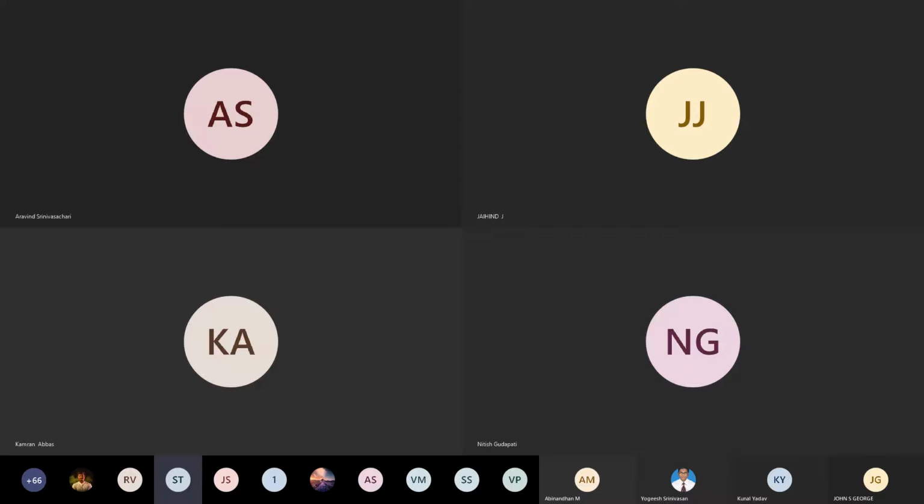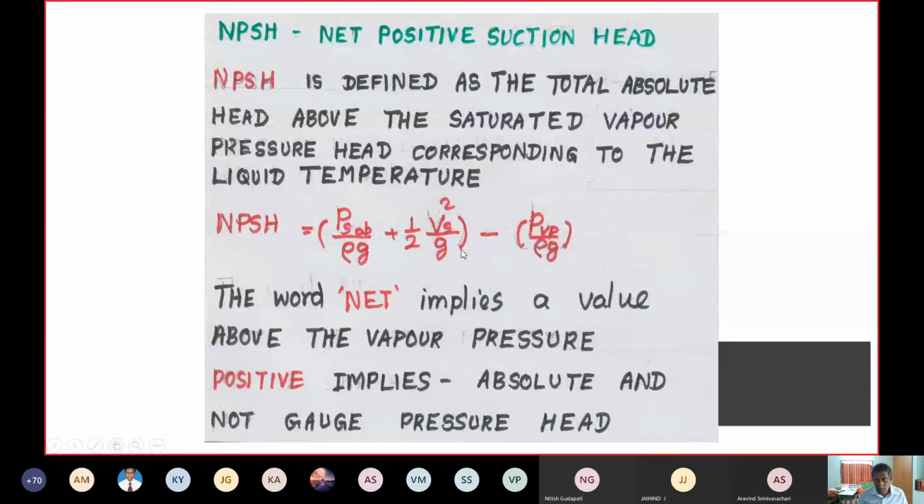It is the total head, static head plus dynamic head, so half V square by g. This is the total absolute pressure head above the well, it has to be above the saturated vapor. So you have to subtract the saturated vapor pressure head. The word net implies a value above the vapor pressure, and positive implies absolute pressure and not gauge pressure.